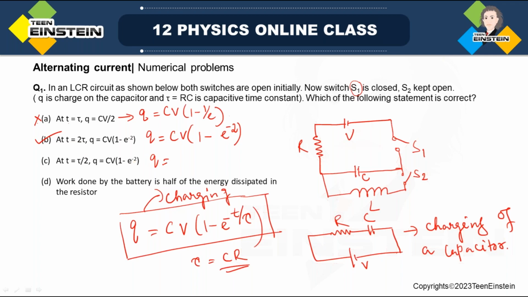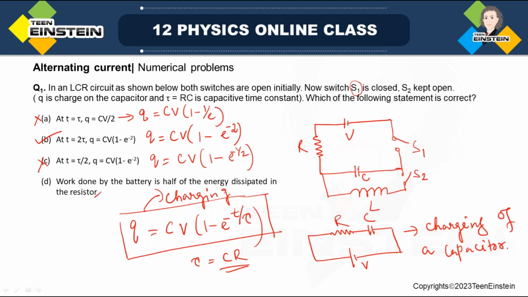Q is equal to CV at t by 2. If it is t by 2, then it will be e to the power minus half. So this option is not correct. Then, the work done by the battery is half of the energy dissipated in the resistor. So in this case, the work done by the battery is half of the energy dissipated.